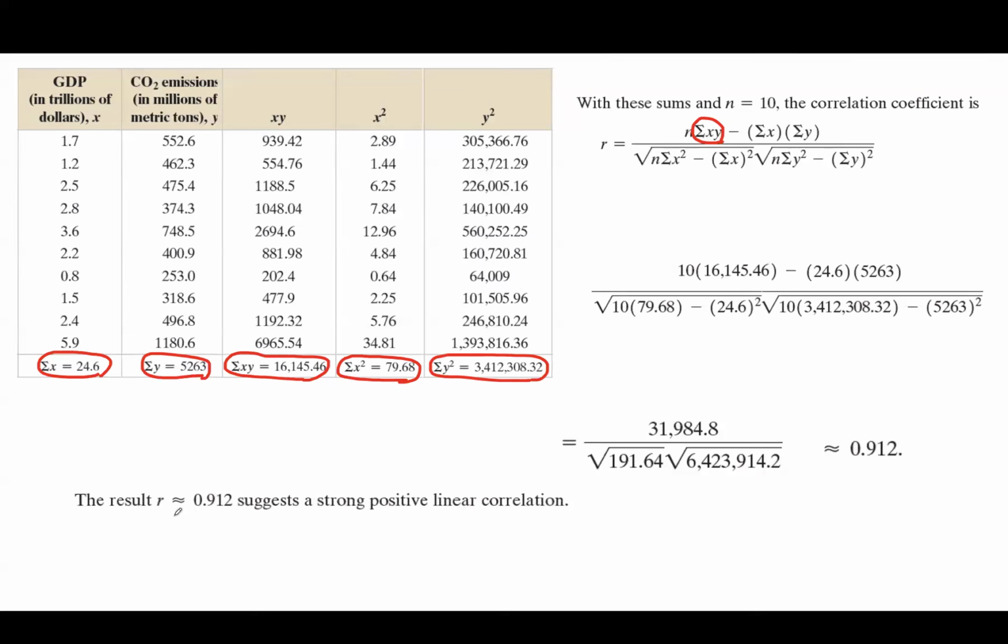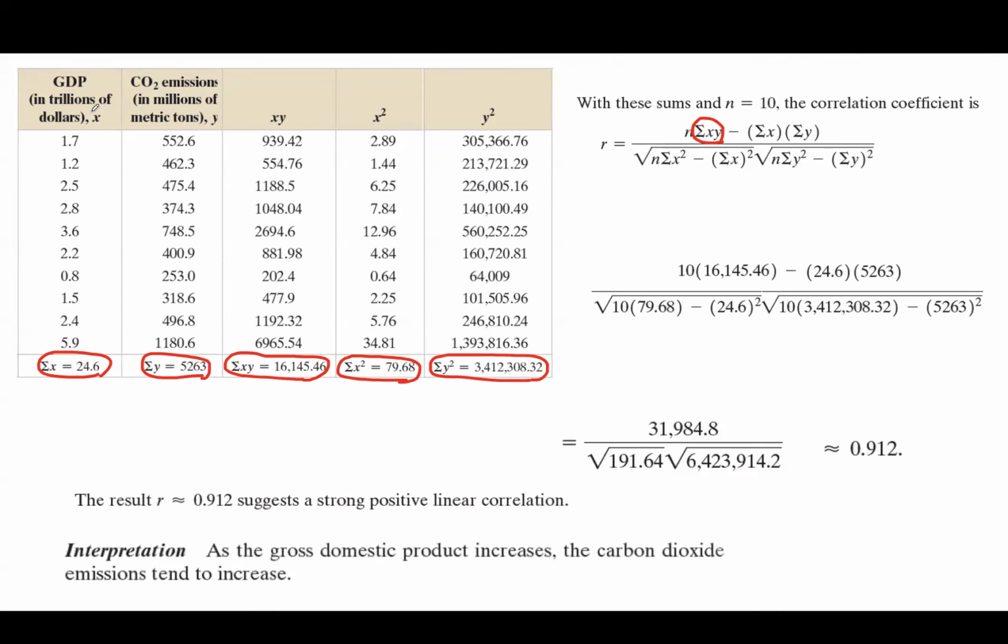Remember that 91.2%, very close to 1, suggests a strong positive linear correlation between X and Y. So as the gross domestic product increases, the carbon dioxide emissions tend to increase as well. That's the interpretation of the correlation coefficient being close to positive 1. We have a strong positive linear correlation. It means that as X values increase, the carbon dioxide emission, which is your Y value, tends to increase as well.